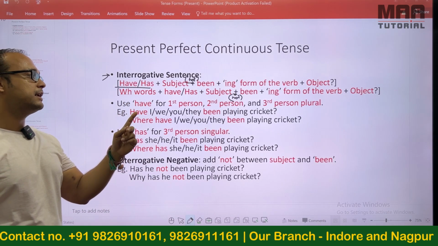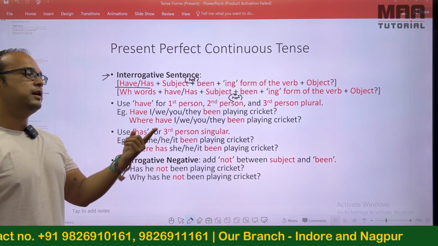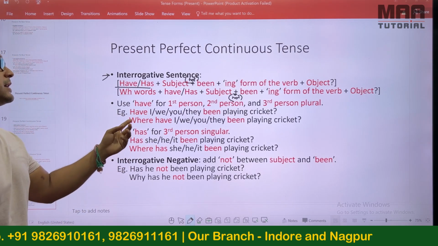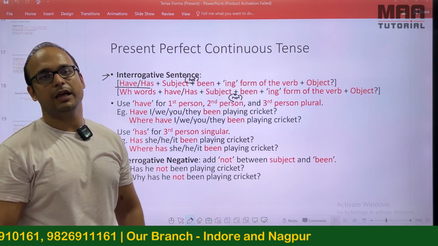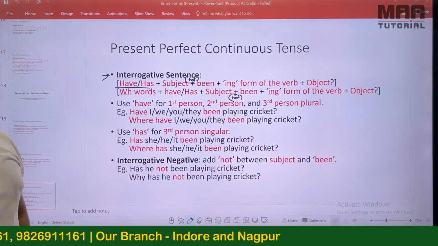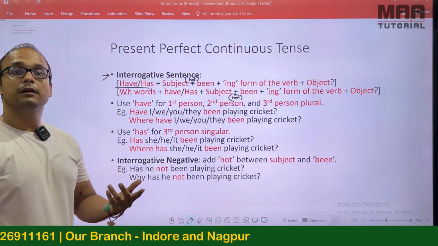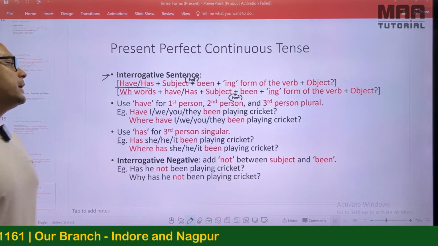Have I been playing cricket? Have I not been playing cricket? Have we been playing cricket? Have we not been playing cricket? Have you been playing cricket? Have you not been playing cricket? Have they been playing cricket? Have they not been playing cricket? And you can add a WH word. Where have they been playing cricket? Kahan khelte aa rahe? Where have they been playing cricket?